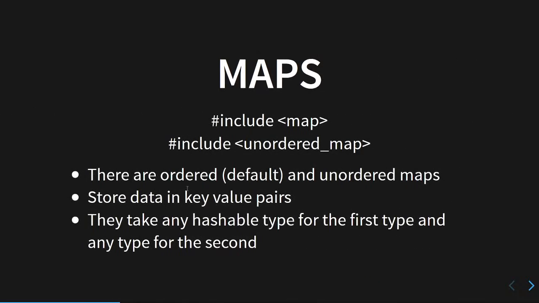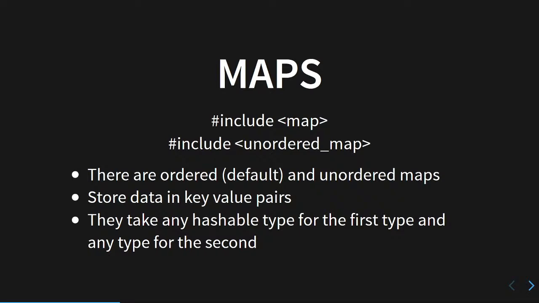So maps are a way to store data. You would have the key and then the value at that key. There are 2 different ones. There's the regular map, which sorts it by the key, and then there's an unordered map, which just puts it in whichever order you put it in.